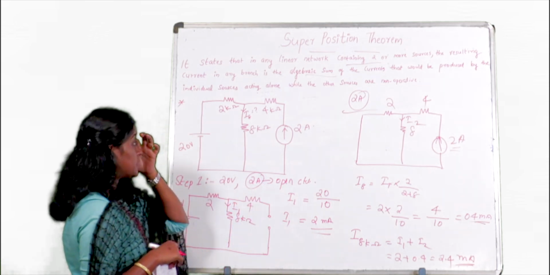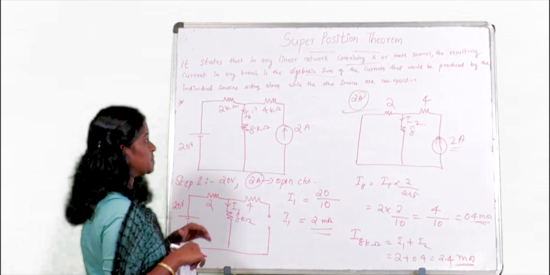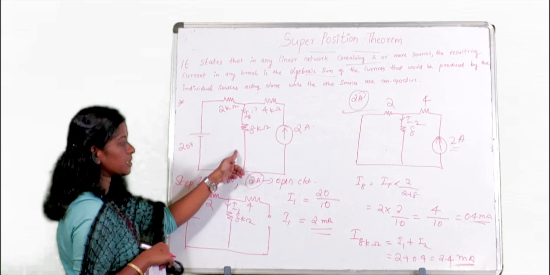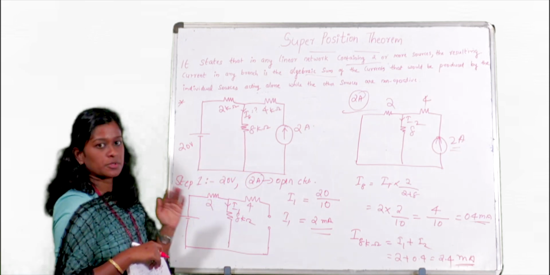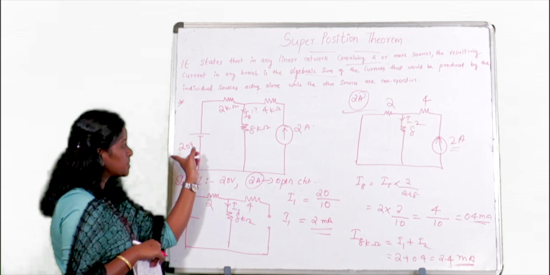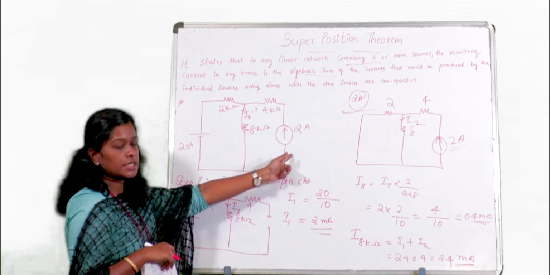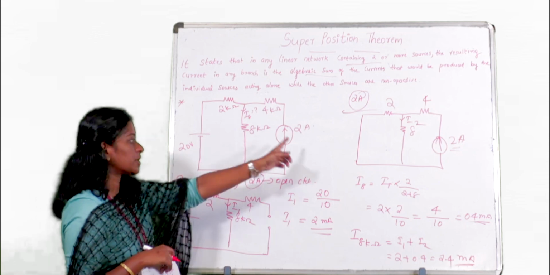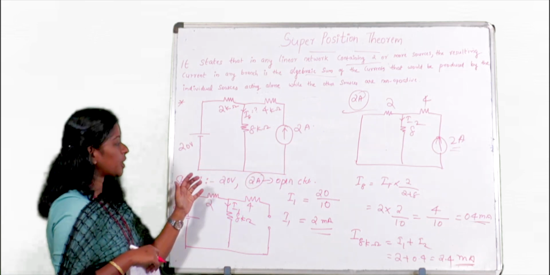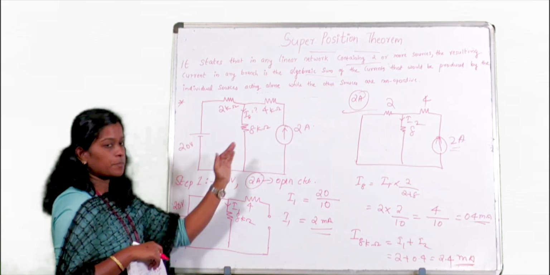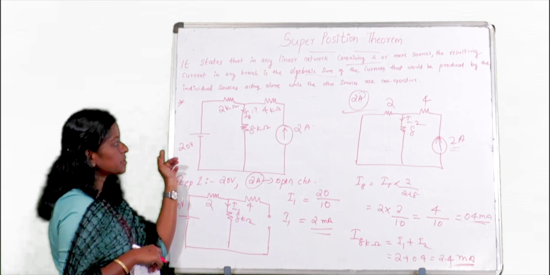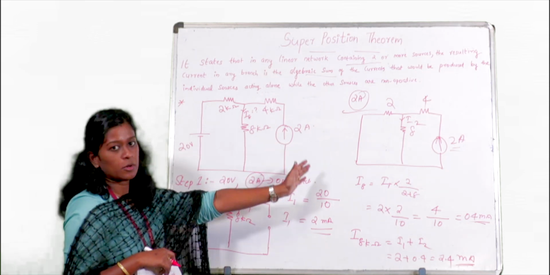So I will explain this problem once more. Here the question is we need to find the current flowing through 8 kilo ohm by applying the superposition theorem. Here we have two sources. One source is a voltage source and another is a current source. So this is 20 volt and 2 ampere. If you want to apply the superposition theorem, we have to find separately. So first we are considering the 20 volt source. That time the 2 ampere source we will open circuit.